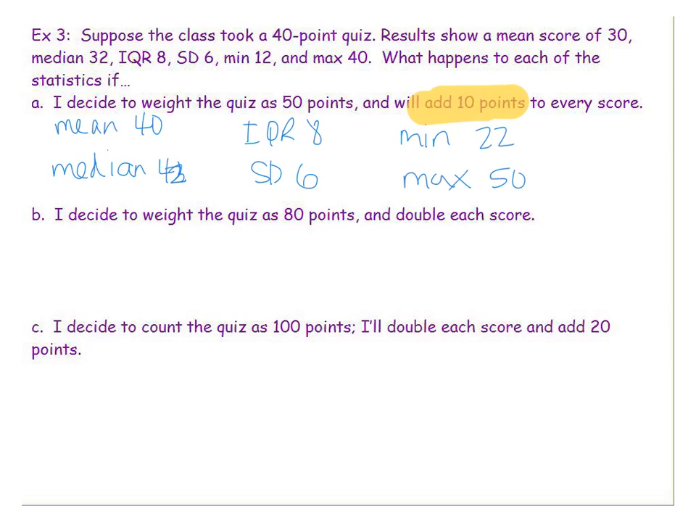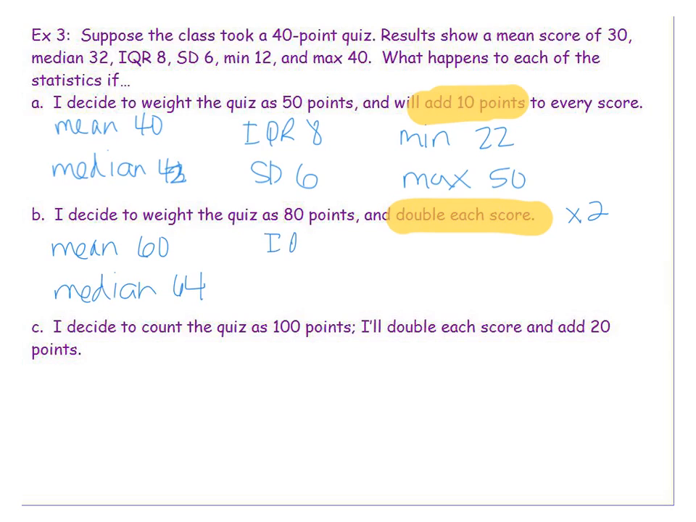Okay, new plan. Now I want to weight the quiz as 80 points. So I'm going to double each score. And what does doubling mean? Hopefully you know that doubling simply means multiply by 2. So now we are multiplying. The mean, it started at 30, double it, it becomes 60. Median, started at 32, double it, it becomes 64.